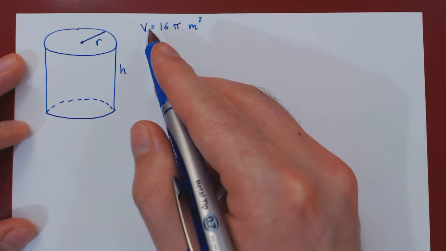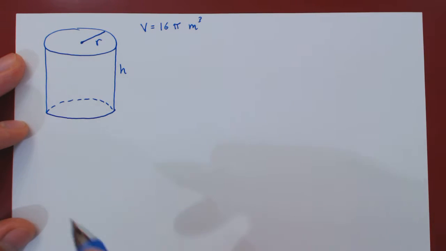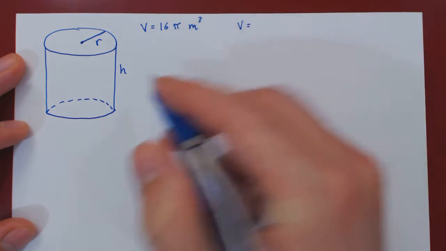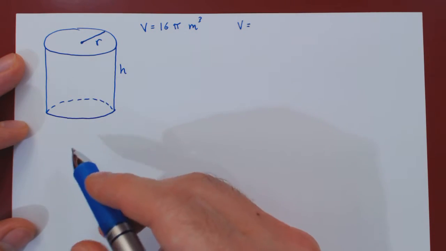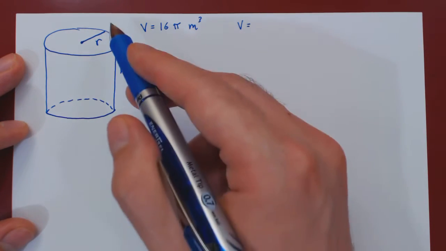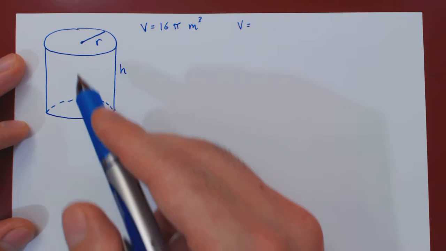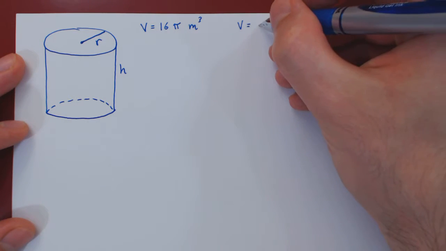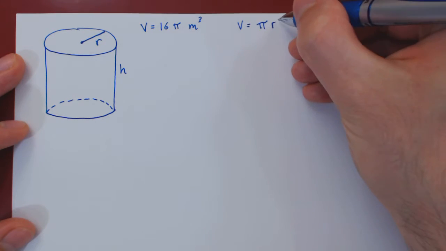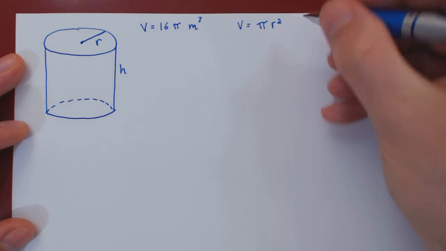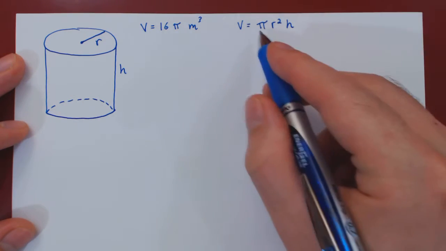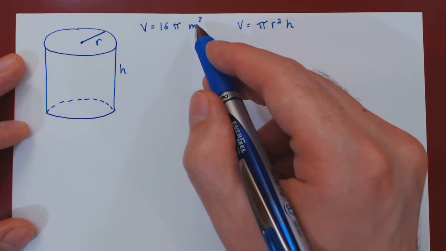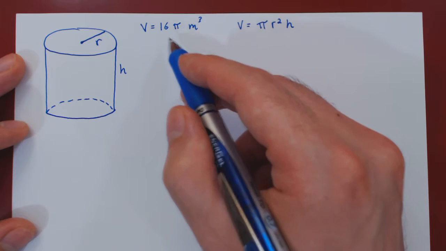Now let me rewrite the volume in terms of r and h. So we know that the volume of a regular solid like this will be the area of the base times the height. The base, just like the top, is a circle, so the area is pi r squared times the height h. And of course we have a restriction. Pi r squared h must be equal to, and here I will drop the units, 16 pi.